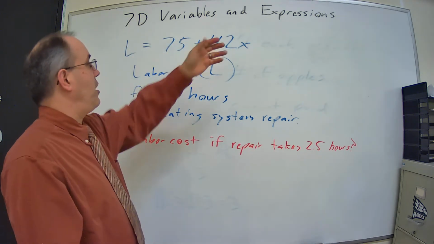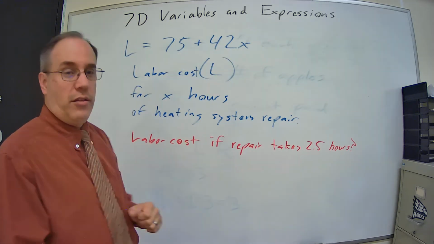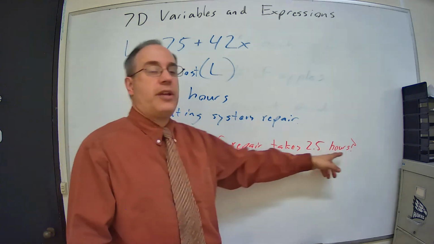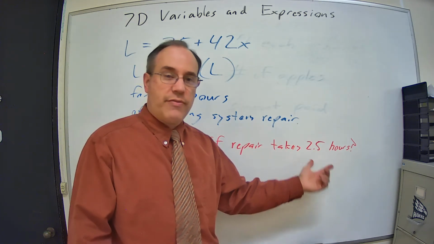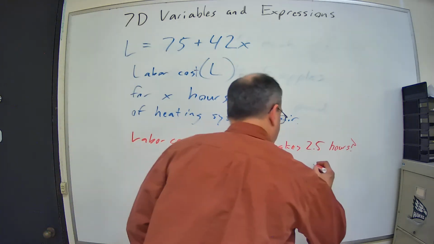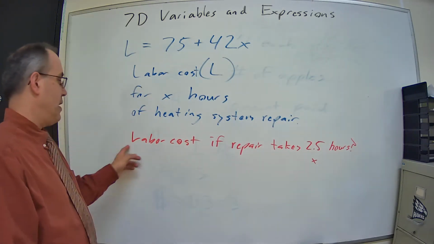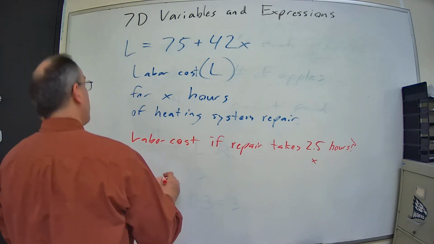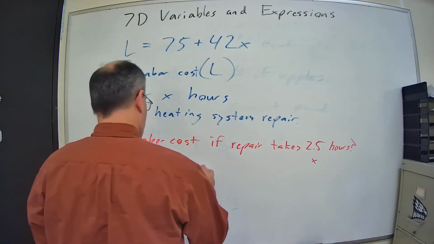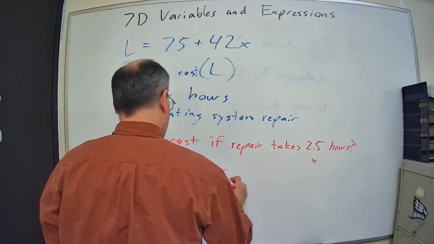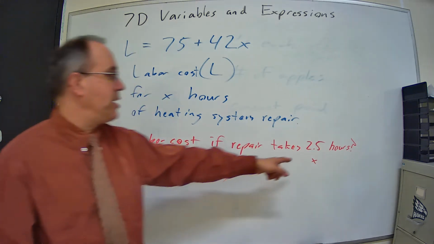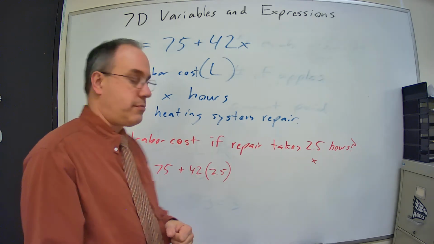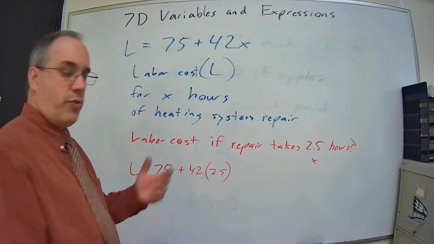Now we've got this formula that relates X and L, and we're just going to look at it. It's like labor cost if repair takes 2.5 hours. What is this 2.5? Well, that's the number of hours, right? So that's X. Labor cost is what we're looking for. So we're just going to take this equation, L is equal to 75 plus 42 times 2.5, just plugging in that 2.5 for X, so we just substitute it in. And now we can do our calculations.